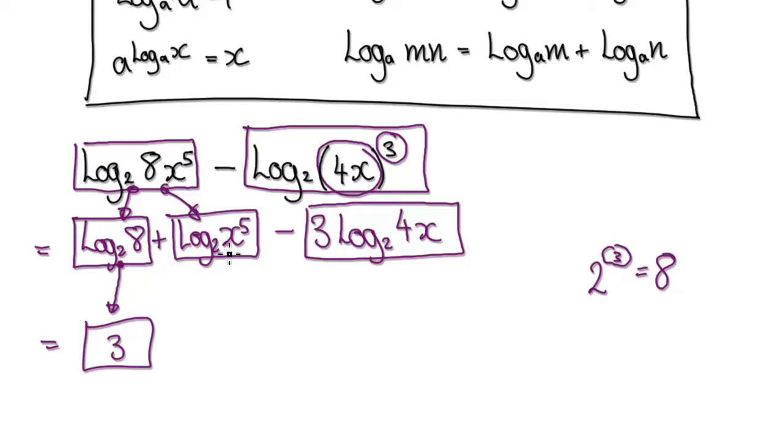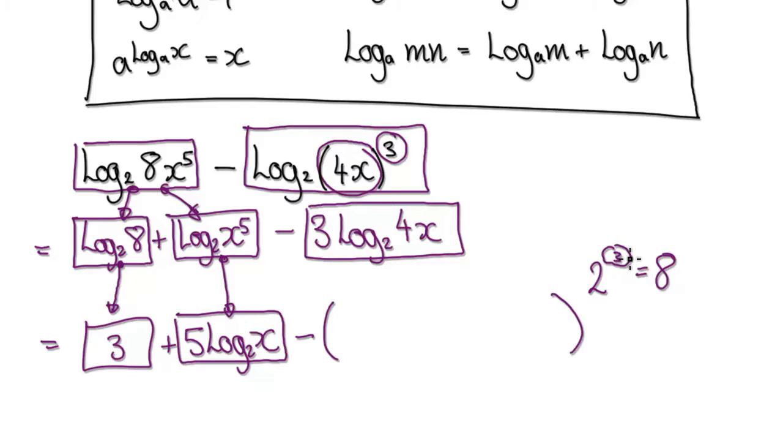And then here you've got one thing to the power of another thing, so you can drag the 5 down. So that would then become 5 log base 2 of x. So that then becomes this block here, and then the minus is on the outside. So let's leave the minus, and then the minus is on the outside. So you've got this 3 here, and then this thing here.